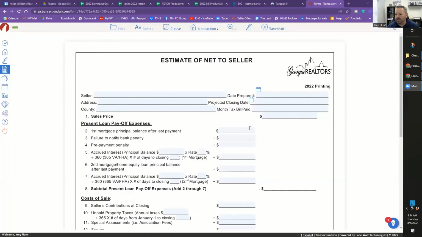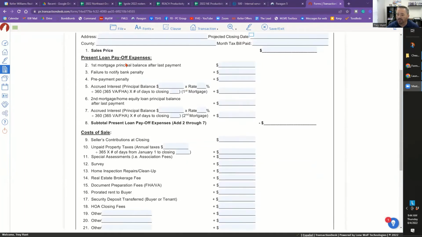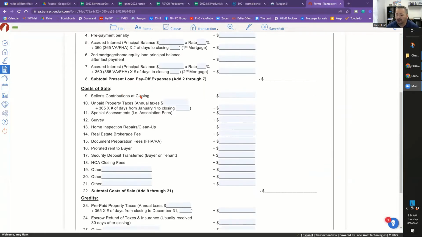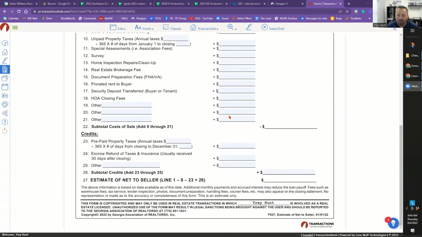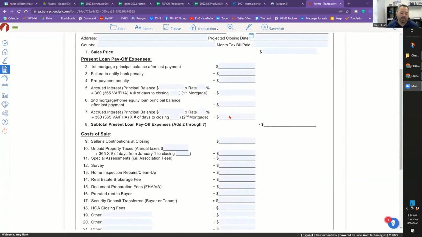So this is the seller's net sheet, and you'll see it walks you through the seller, their address, their phone number. But then we've got all this information to fill in. Their mortgage, their failure to pay penalty, prepayment penalty, their accrued interest, their second mortgage, seller's contributions, unpaid taxes, prorated to the day. There is just a whole bunch of detail on here. And generally speaking, the seller doesn't want this sort of detail. They don't need this sort of detail.